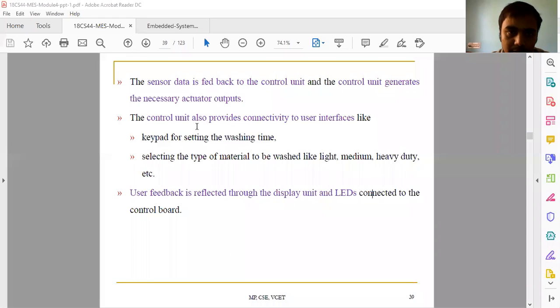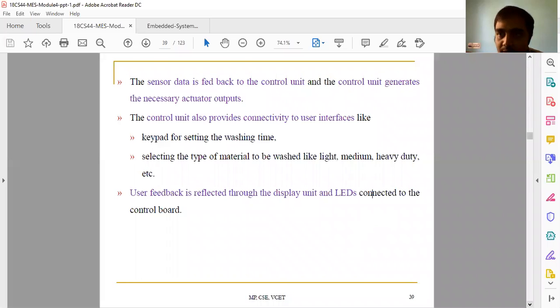So that control unit also provides connectivity to the user interface. Through the user interface you can select the different options here, right? Next, user feedback is reflected through the display unit and LEDs. Very simple, whatever input you give through the keypad or the knob or the touch screen, that is reflected over the display. That is connected to the control board, and depending on the input given by the user, the control will issue certain commands or execute certain instructions or functions, so we can get the clothes wash done, right? So this is a very simple application.